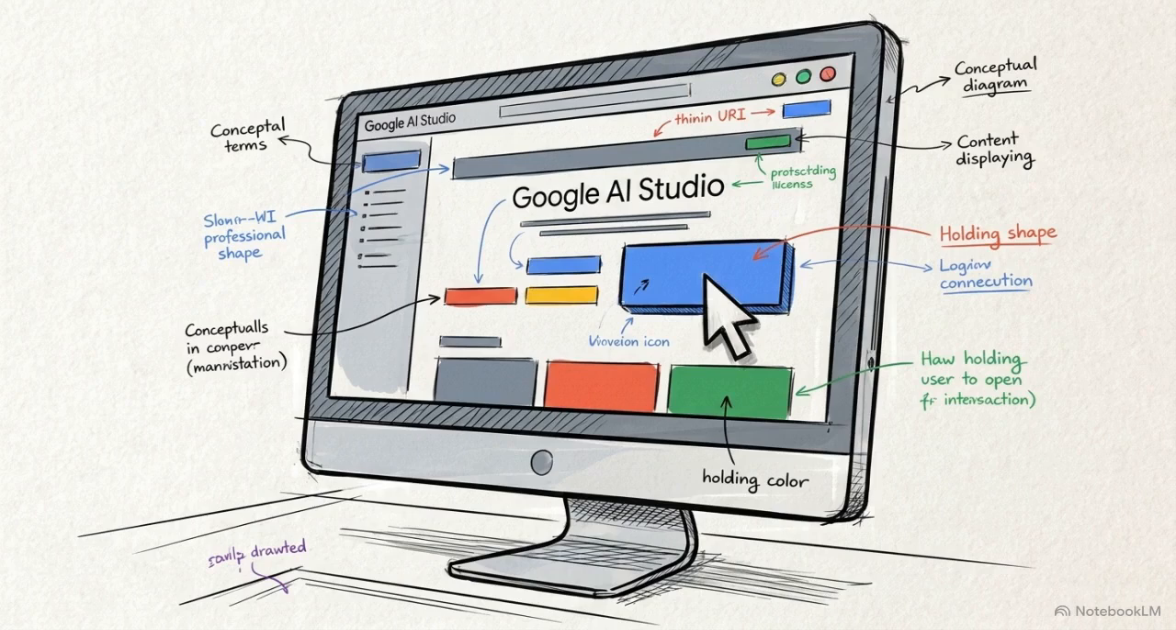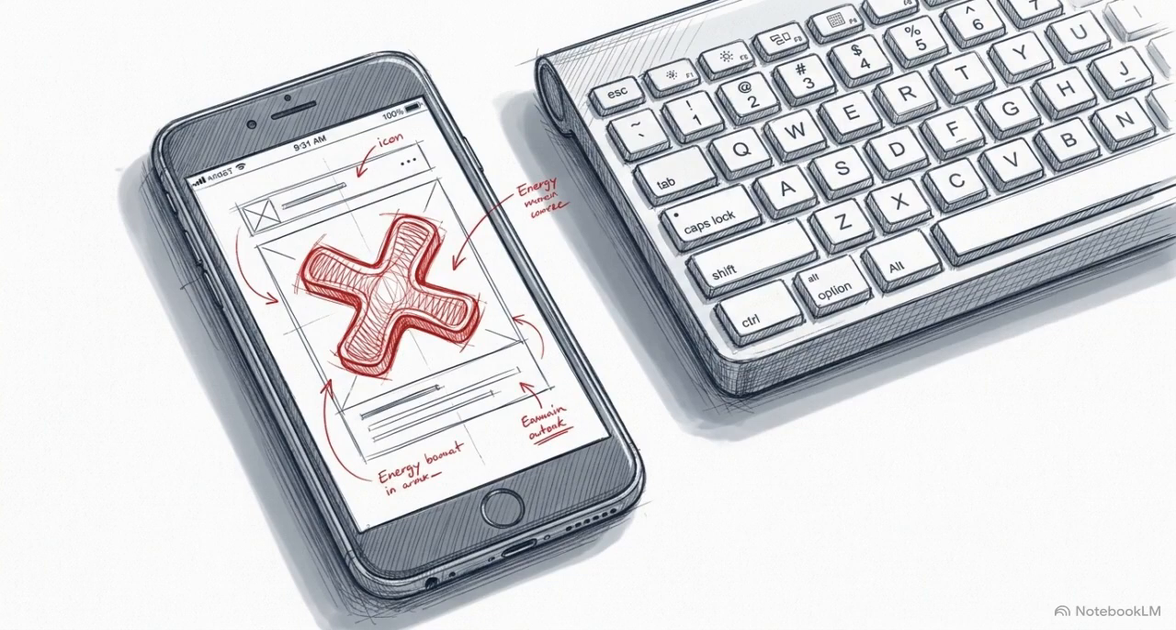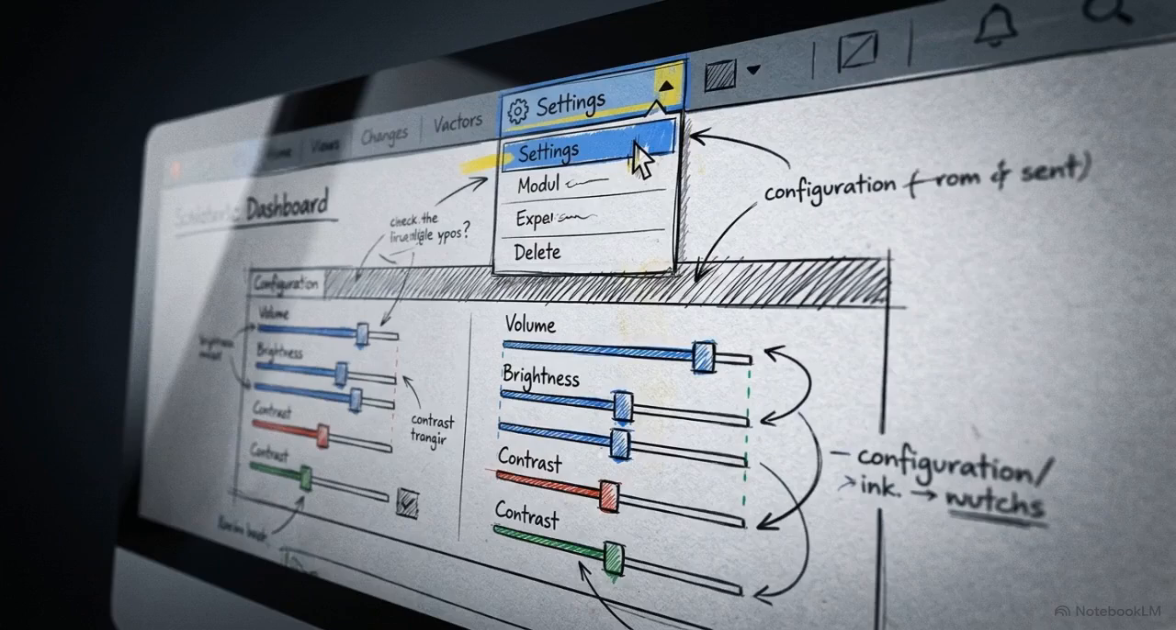Head to aistudio.google.com to begin. Note that you will need a modern desktop browser to access the full suite of features, as a mobile application does not currently exist. Navigating this interface is the first step in moving your AI tasks out of a temporary chat window and into a repeatable process.